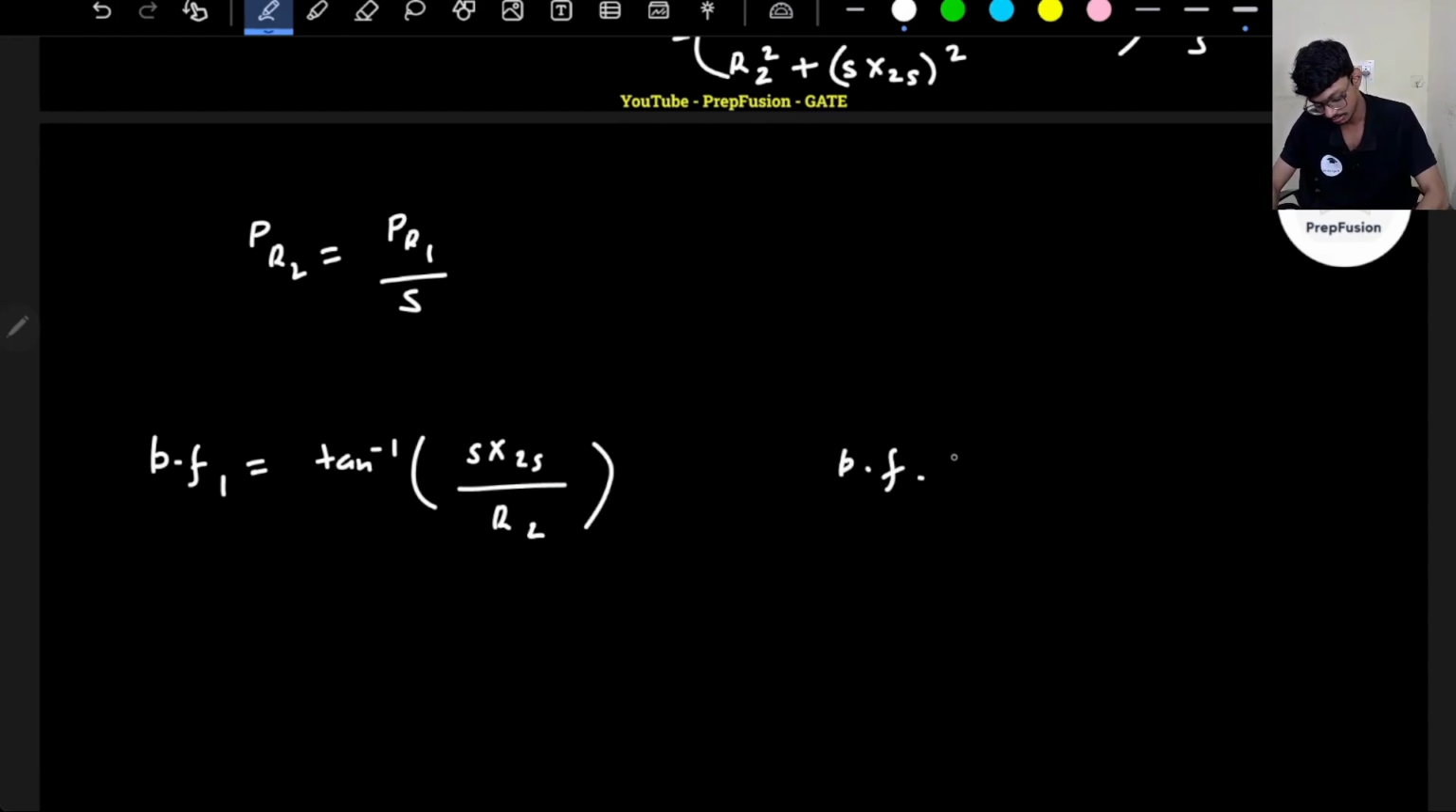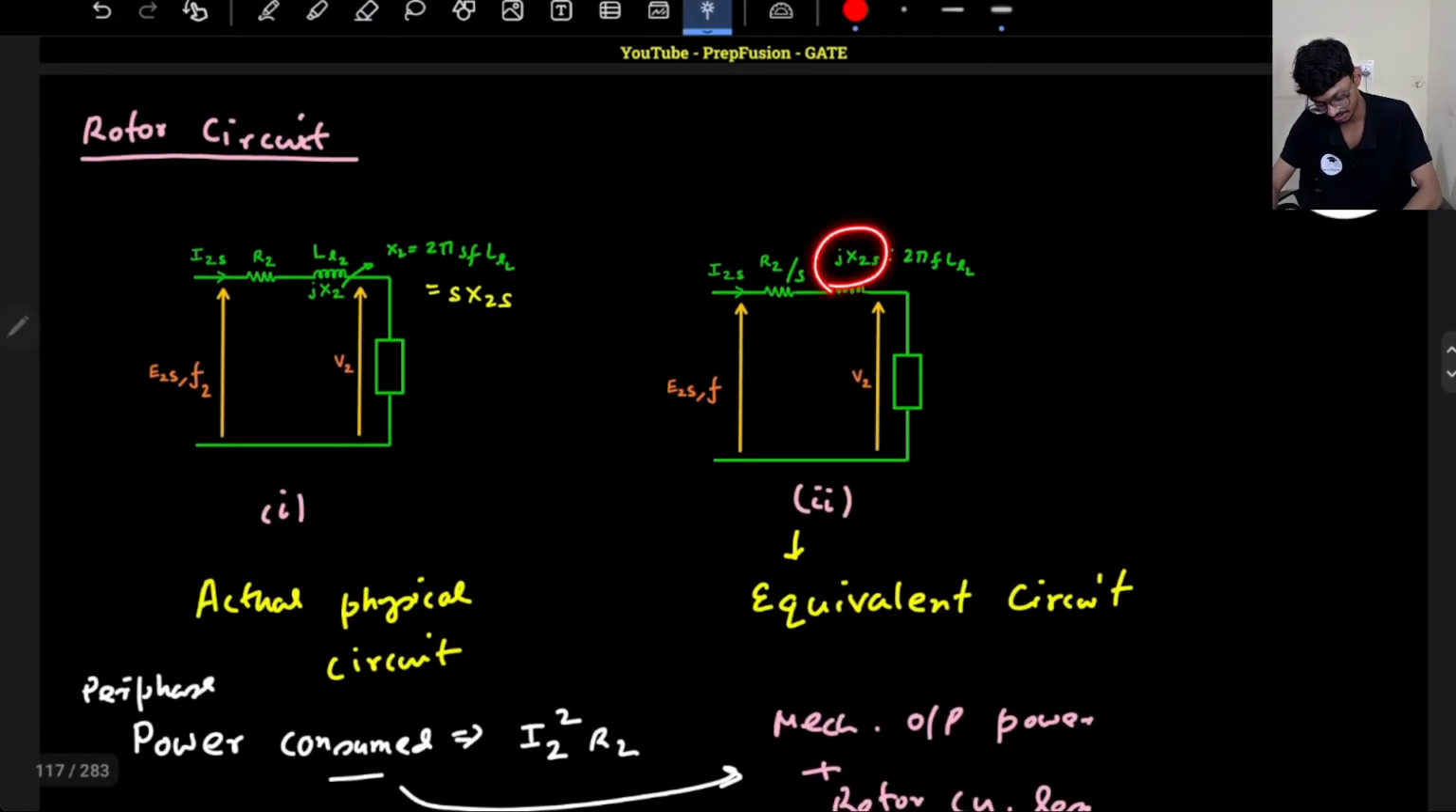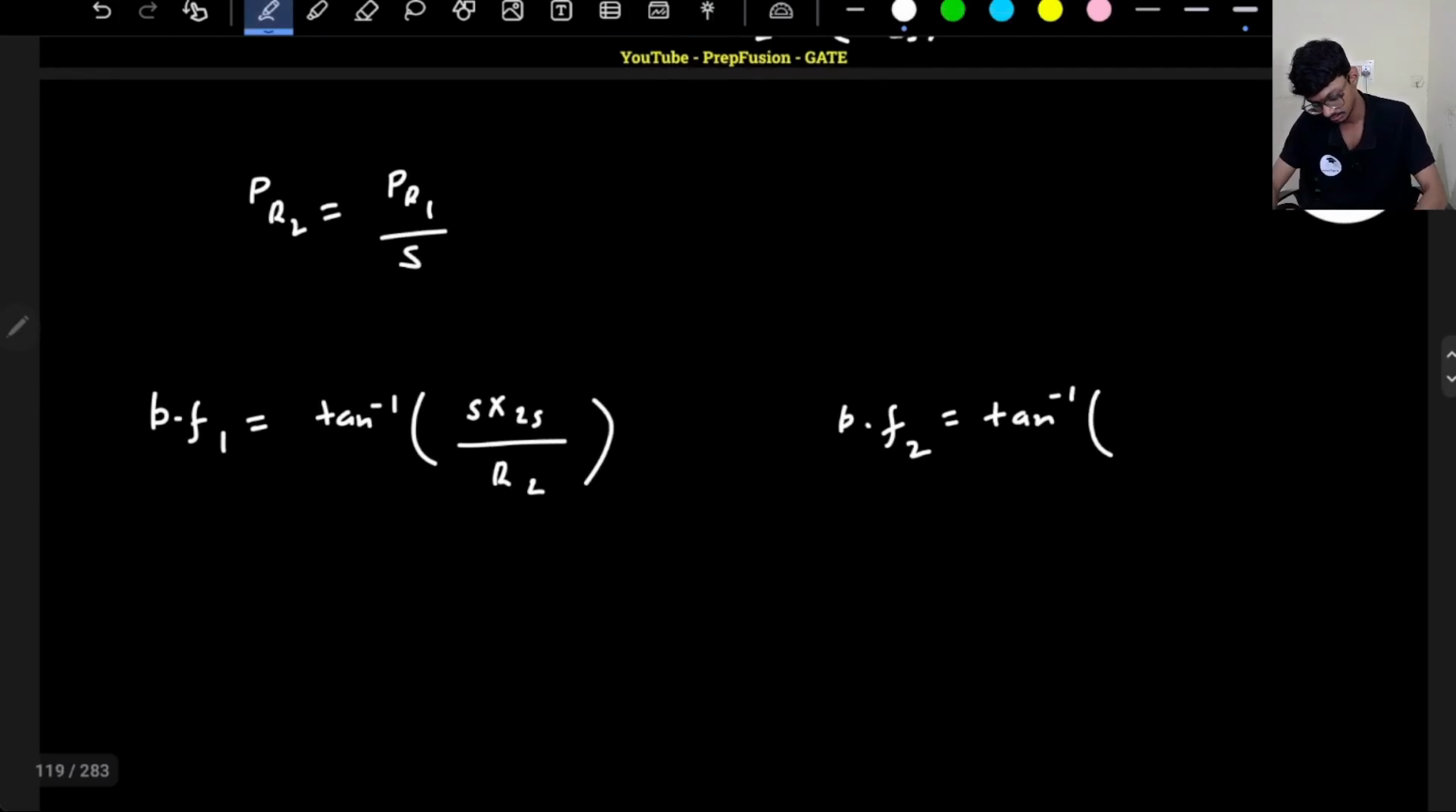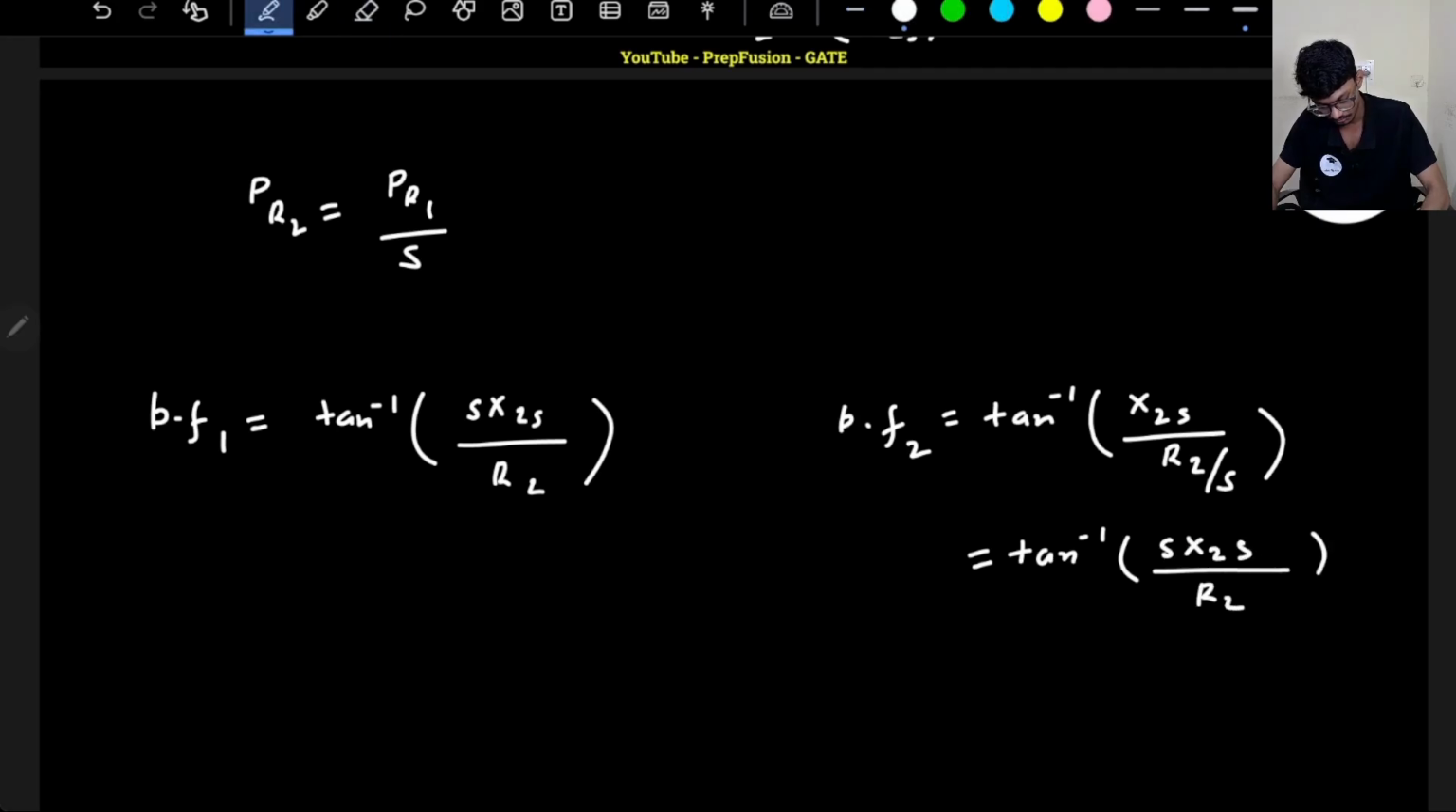And in the second case, this time I have only X2S here and I have R2 divided by S. So this value comes out to be tan inverse of S X2S divided by R2.